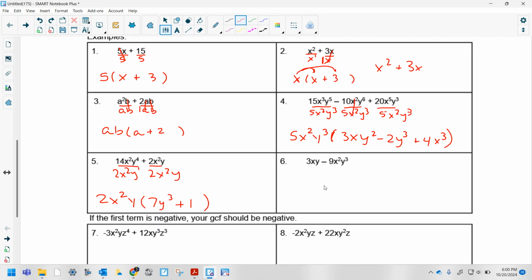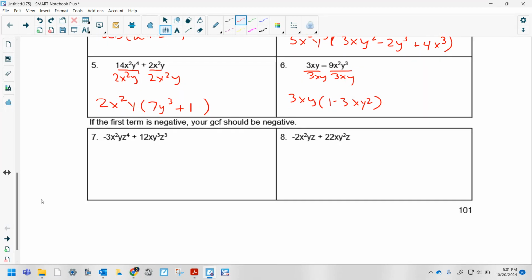See if you can do number 6. Pause and do it by yourself. All right, hopefully you got the same thing as me, and hopefully you could start doing this on your own.